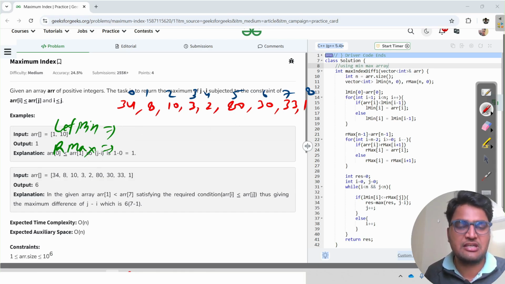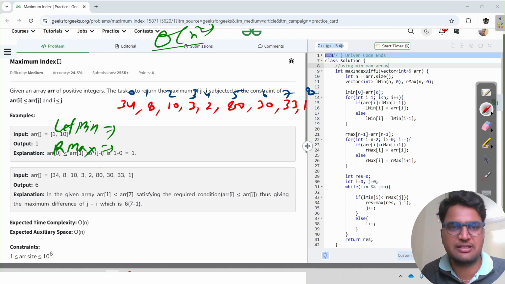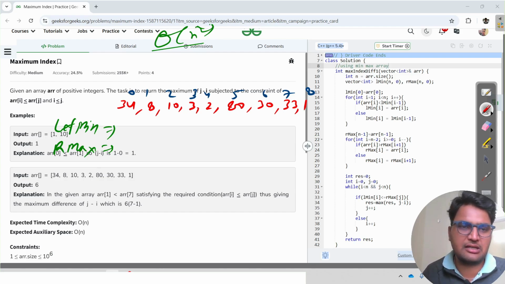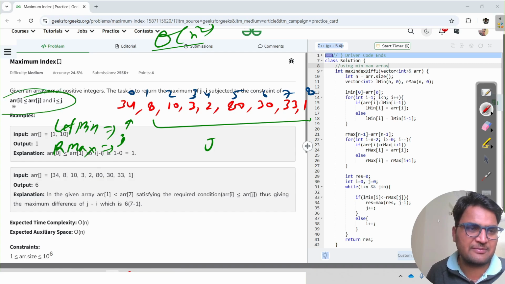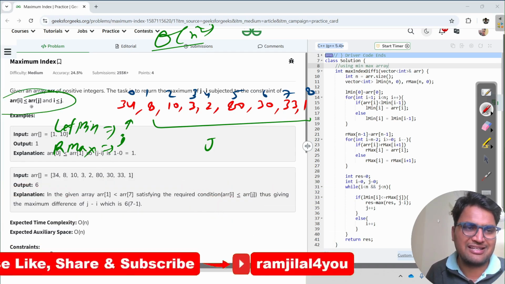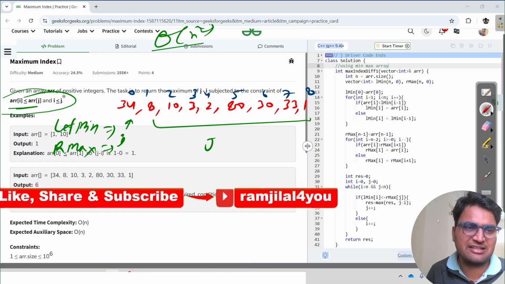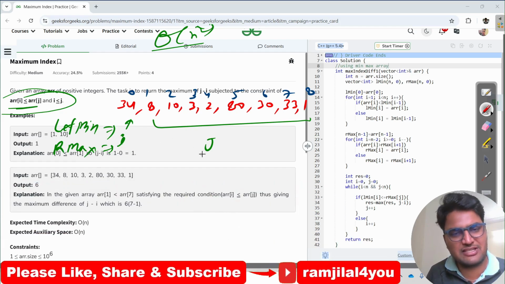I'm taking extra space. One way is brute force, which I'm not discussing in detail. Brute force will take n square time complexity. How that will work: for example here, I will take index 0, and then we will check for j in the complete array. Then we will go for the next i. For example, i is here, and we start j in this range, and we check these two conditions: ARR of i should be less than ARR of j, and i should be less than j. So i will always be less than j, right?